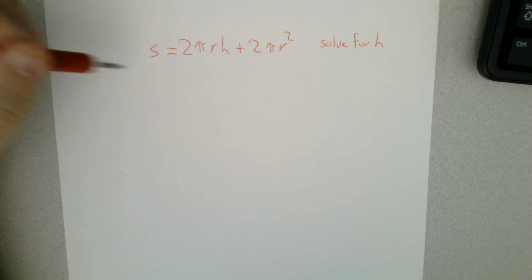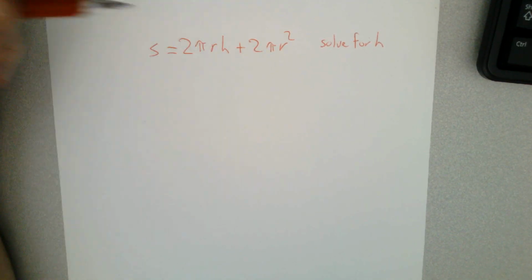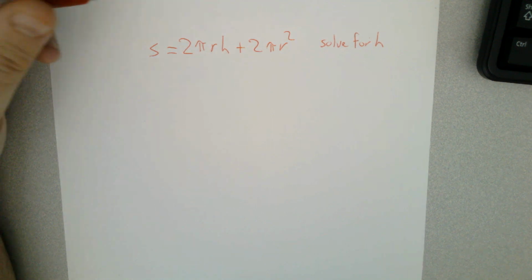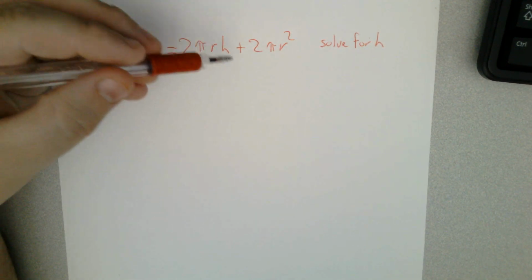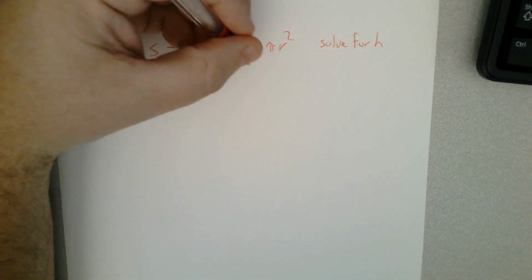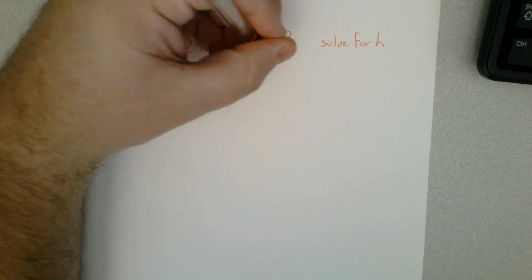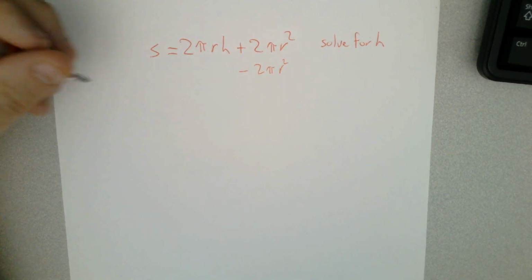We can still move things by doing the opposite operation like we can with any algebra, as long as we're doing it to both sides. So the first thing we're going to want to do is isolate h. That's the goal. We have two terms on this side, and only one of them contains h. So the first thing I'm going to do is move this term that does not contain the h variable we're trying to isolate. And since it's being added on this side, I'm going to subtract it.